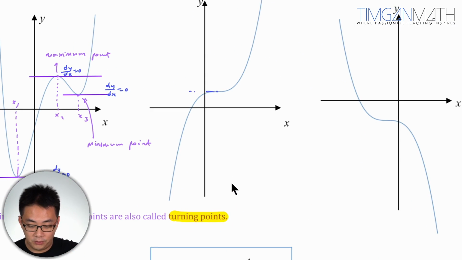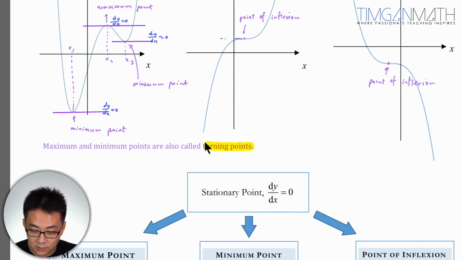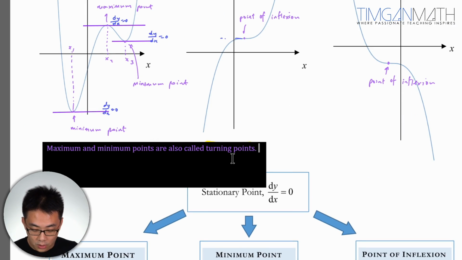So this is what we call point of inflection. Okay, point of inflection. So one is a negative slanting one and the other one is a positive. So let me just continue writing this stuff here. All turning points are stationary points, but not all stationary points are turning points.